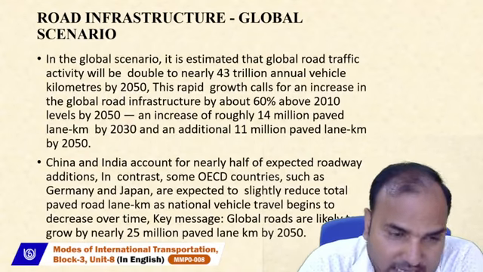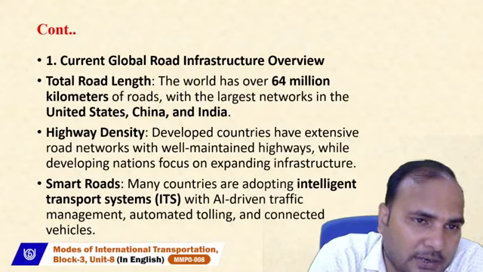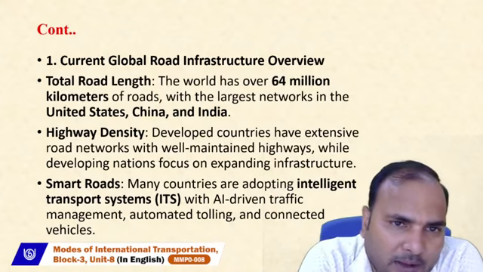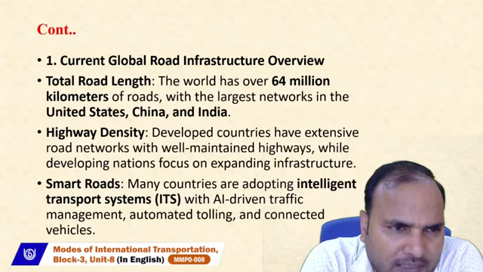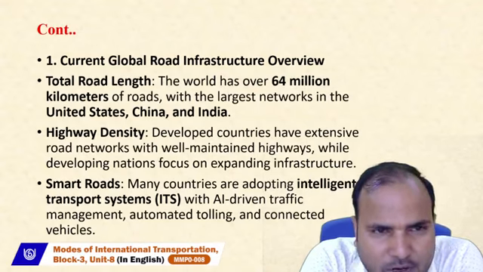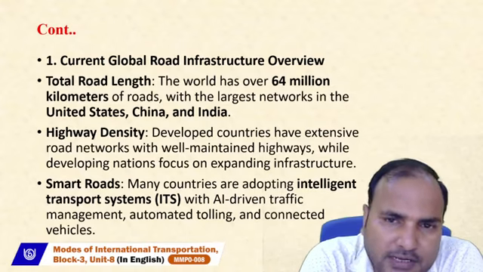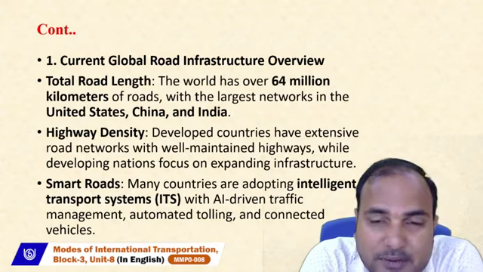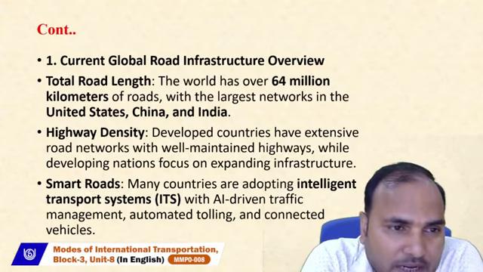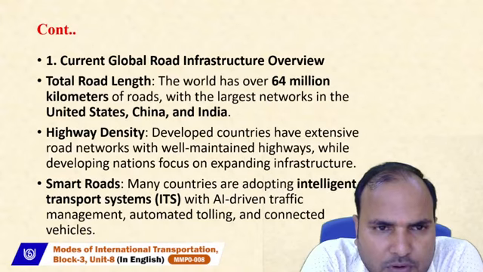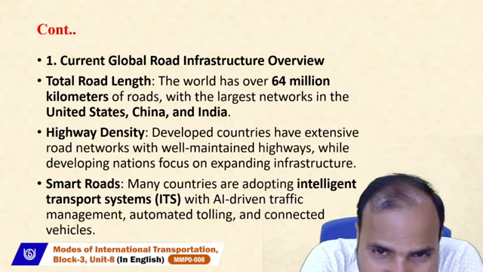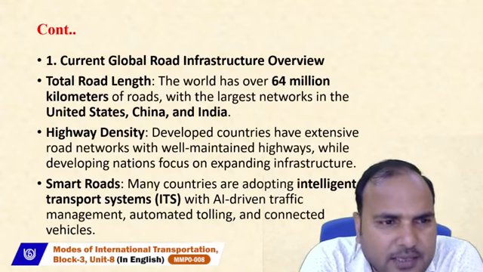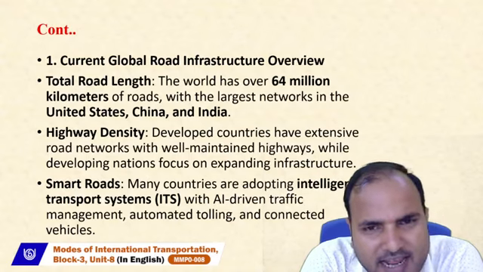So in the global scenario, the current global road infrastructure overview: if you think about the total road length, the world has over 64 million kilometers of roads. How much? 64 million kilometers of roads, with the largest networks in the United States, China and India.